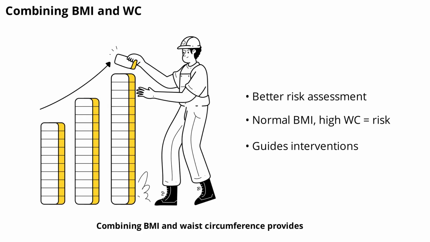Combining BMI and waist circumference provides a more complete picture of metabolic risk. For example, someone with a normal BMI but high WC may still be at increased risk for disease. Tables combining these measures help clinicians and researchers assess risk more accurately and guide interventions for overweight and obesity.